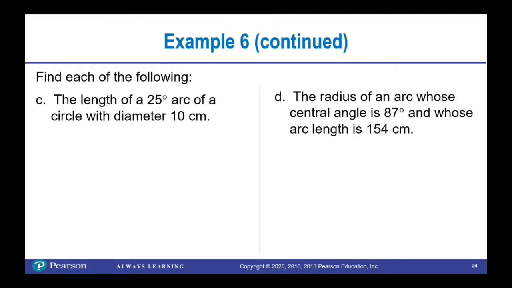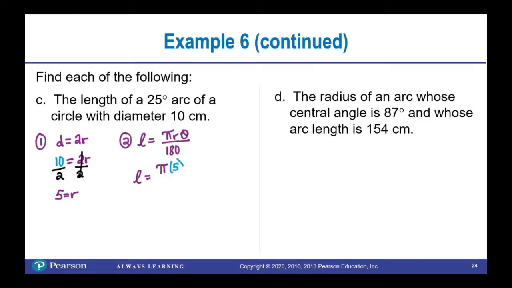In part C, we're asked to find the arc length, and we're given the diameter. Our formula for arc length has r, the radius. So first, we need to figure out the length of the radius. Our diameter is 2 times the radius. Our diameter here is 10. Divide both sides by 2, and our radius is 5. Now, plug in 5 into your formula. We're also going to plug in 25 for theta, which represents the degrees of our circle. Type this into your calculator, pi times 5 times 25 divided by 180, and we get 2.18. Our units here are centimeters.